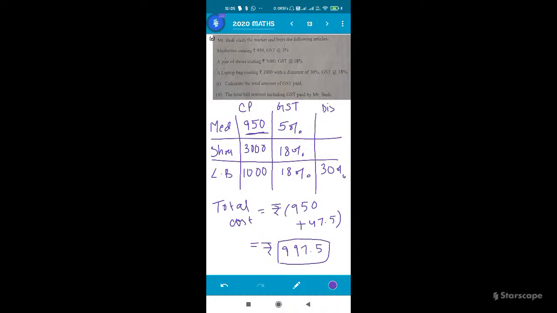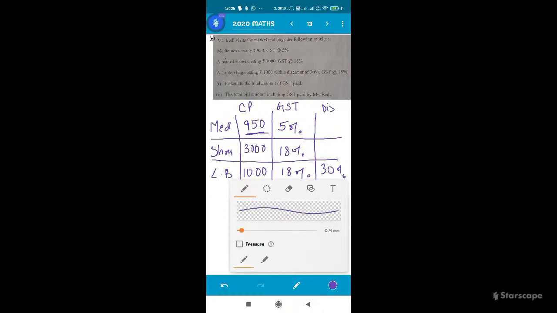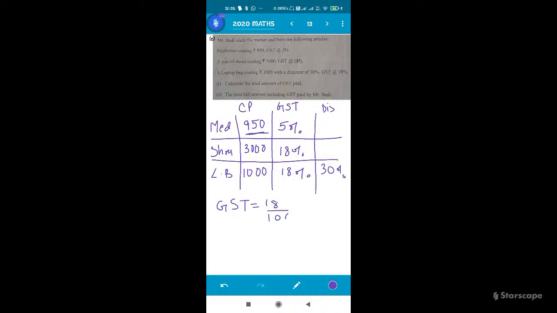In the same way, we are going to find the total cost for the shoes and also for the laptop bag. But for the laptop bag, we also have to consider the discount first and then solve it. So now let us find the values for the shoes. For the shoes, the GST rate is 18%. So the GST will be 18% of 3000, that means 18 by 100 into 3000. From here we are getting rupees 540.